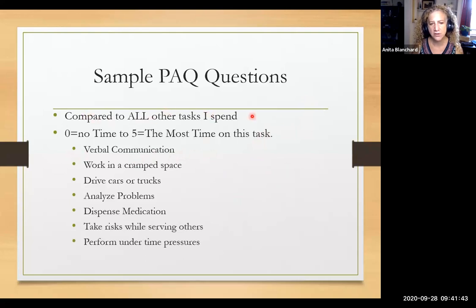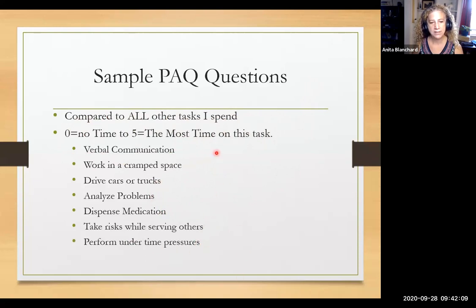Compared to all the other tasks I do, I spend 0 time on it to 5 the most time on this. How much do I talk to other people? How much do I work in a cramped space? How much do I drive trucks and cars? Let's think about our nurse. Does a lot of verbal communication, might work in a cramped space, does not drive cars, must analyze problems, must dispense medication, take risk, certainly right now while serving others, and perform under time pressures.